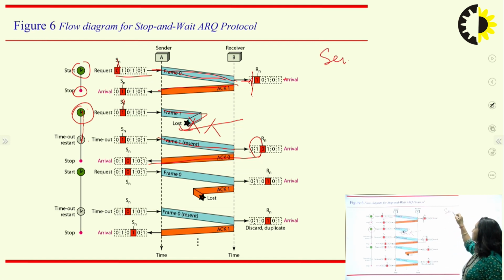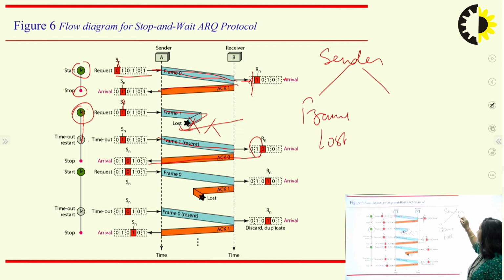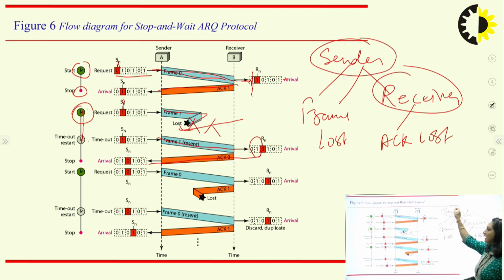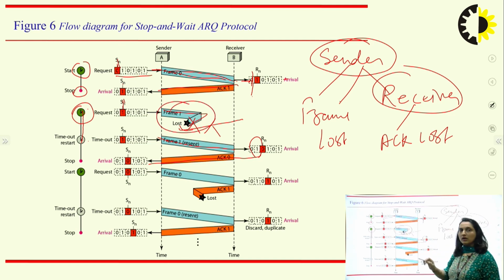When the sender sends, the frame is lost. Or at the receiver side, the acknowledgement is lost. So there are 2 cases here: the sender's frame is lost and the receiver's acknowledgement is lost. So at the sender we have a frame loss, and at the receiver we have an acknowledgement loss.